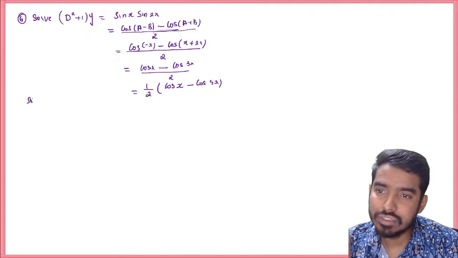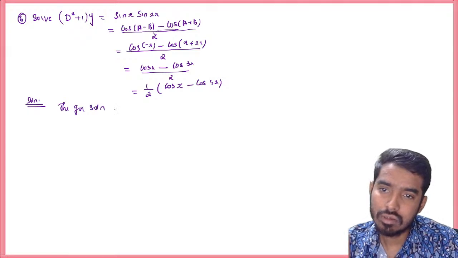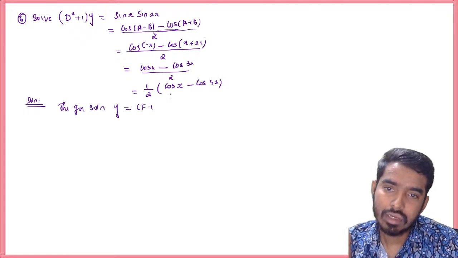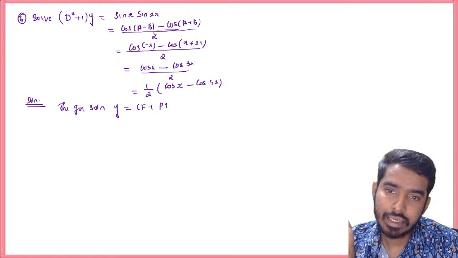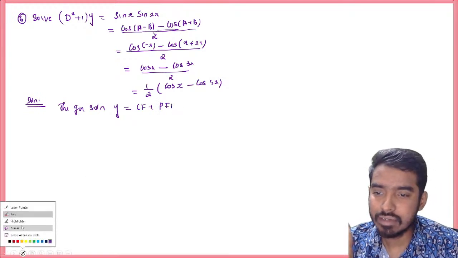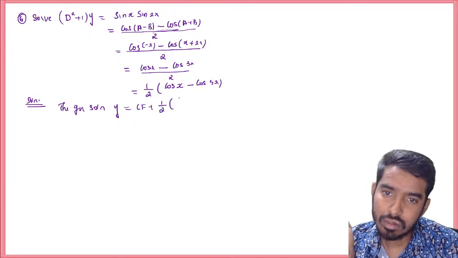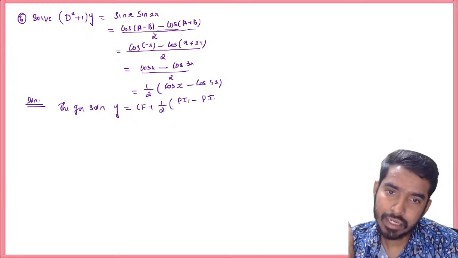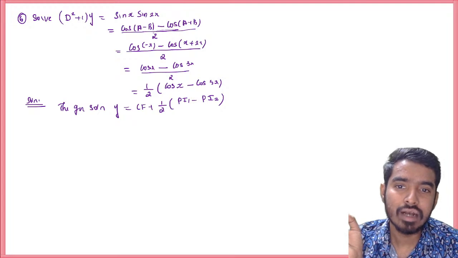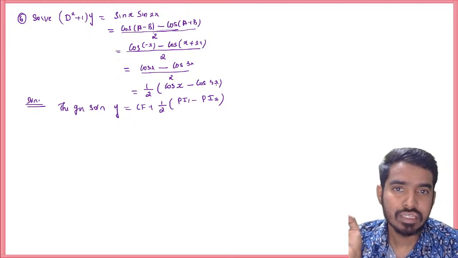So what is the general solution? The general solution is given by y is equal to CF plus 1 by 2 of PI1 minus PI2, right? For PI1, I'll be using cos x. For PI2, I'll be using cos 3x.